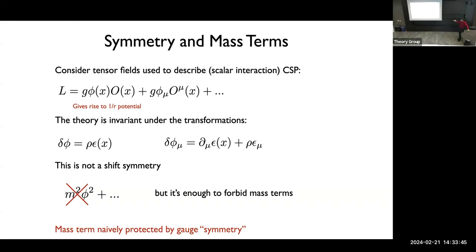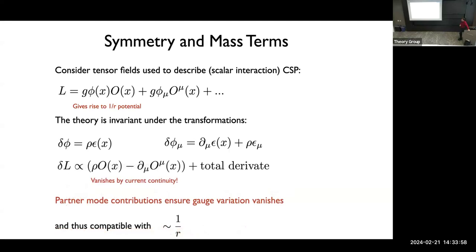Now, what we're used to are theories that have a shift symmetry, but then you never get a 1 over R potential. That's totally at odds with having a shift symmetry. You don't get a long range 1 over R potential. How it happens here is that the partner mode contributions play a crucial role. You retain the gauge redundancy of the theory from the contributions of the partner modes, so you don't spoil the gauge symmetry and remain compatible with 1 over R. So this was my way of framing the classical field theory puzzle.